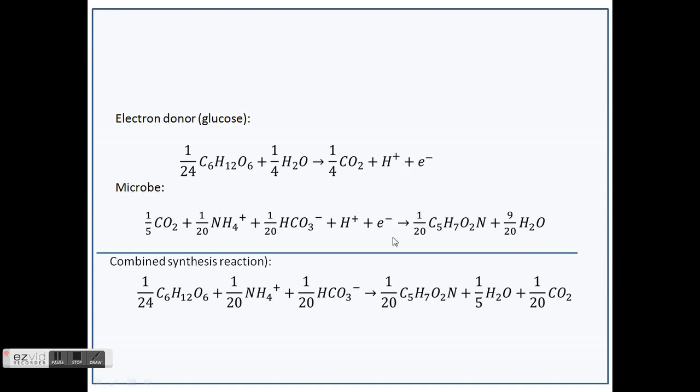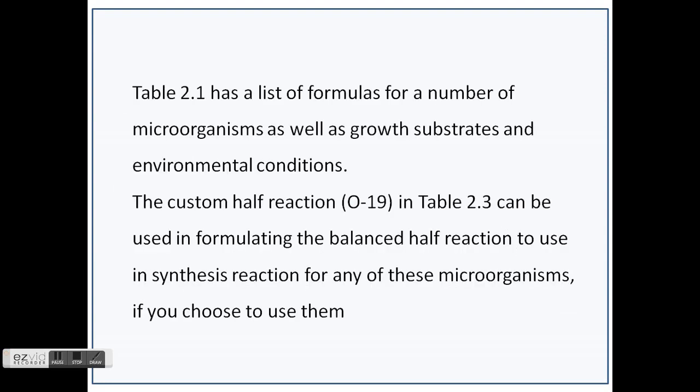Again, we have the electrons and hydrogen cancelling out, and you just add the rest like we did. Table 2.1 has a list of formulas for a number of microorganisms, as well as the substrates and environmental conditions. So if you know what microorganism you have interest in, or you know what substrate, you can look for an appropriate microorganism from that table.